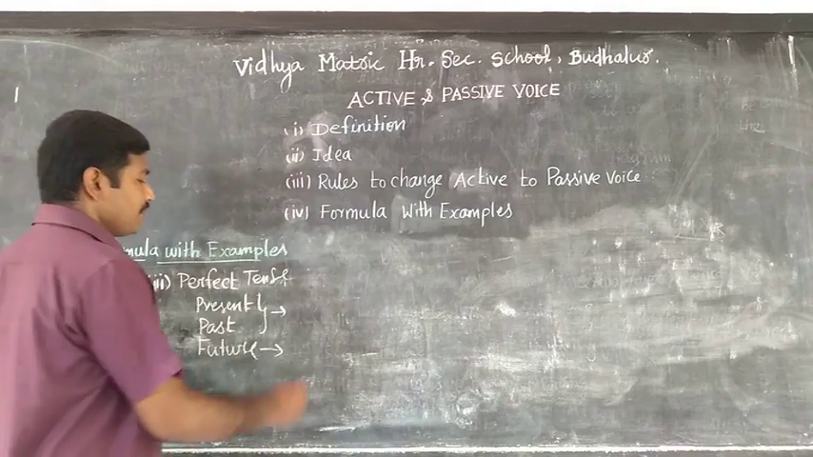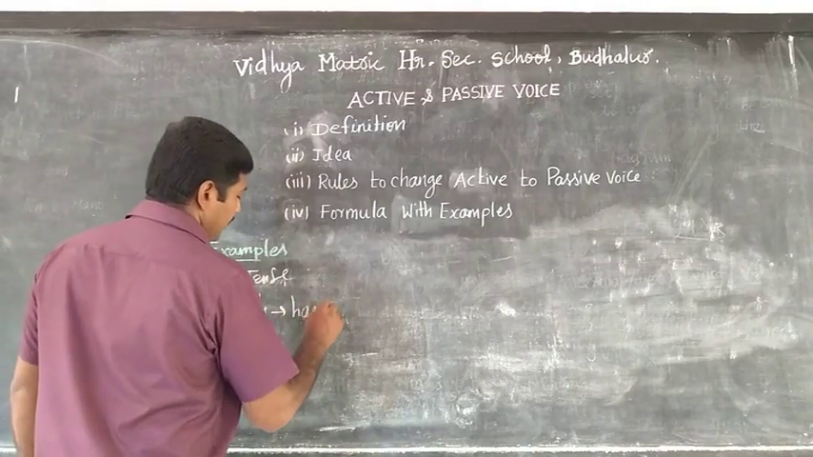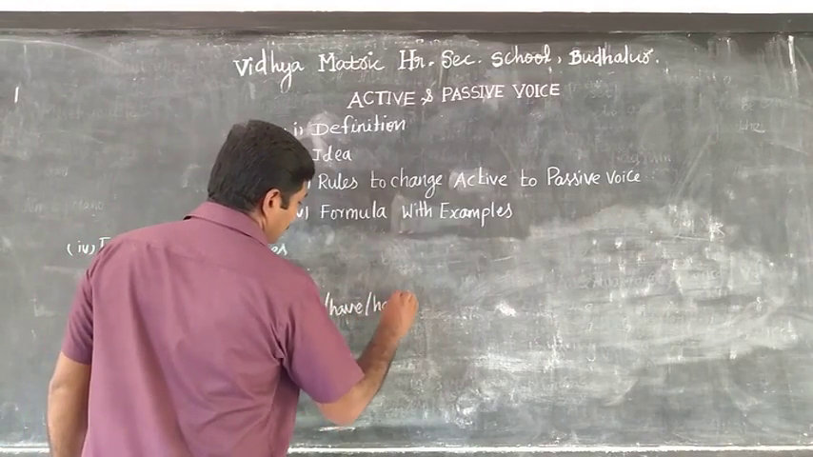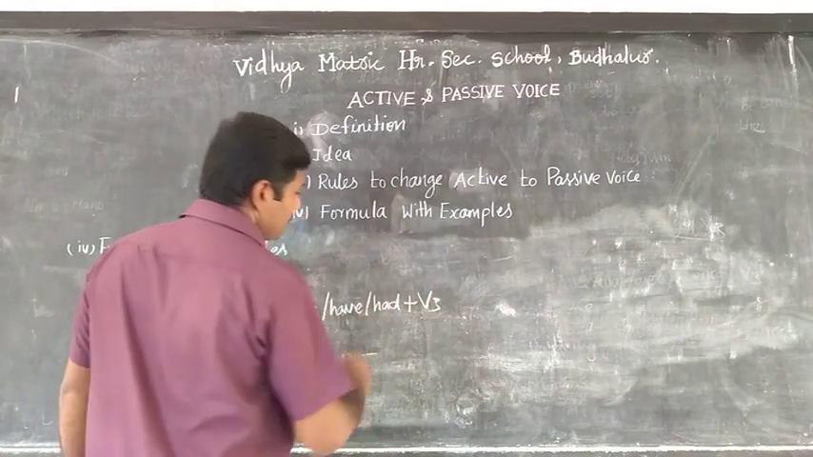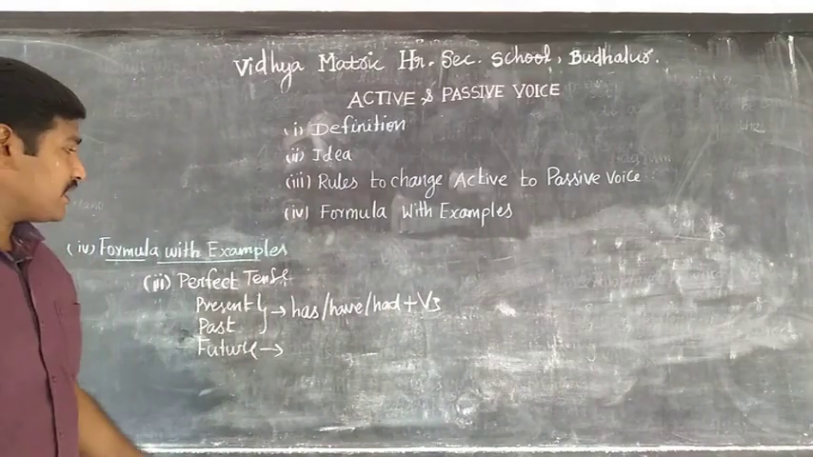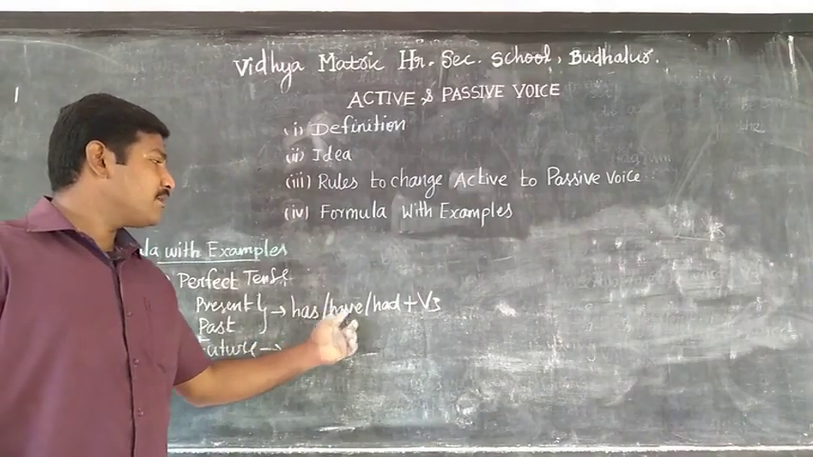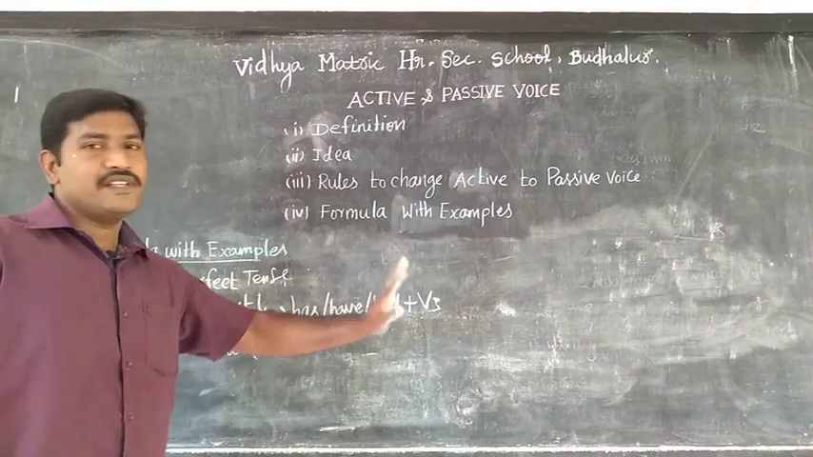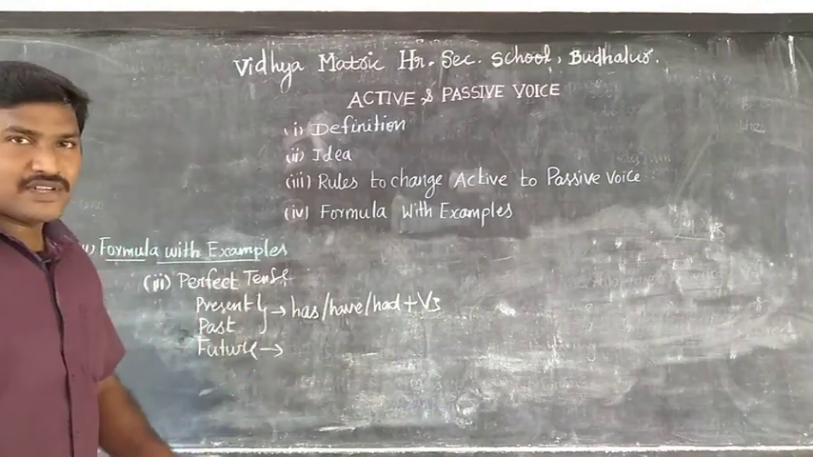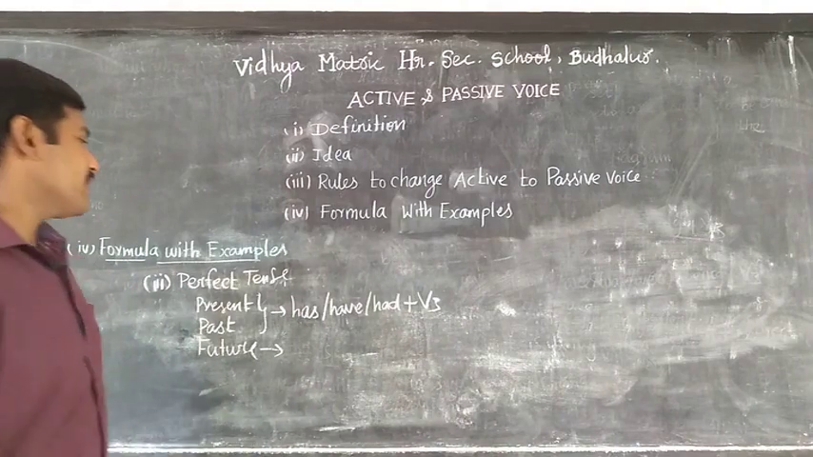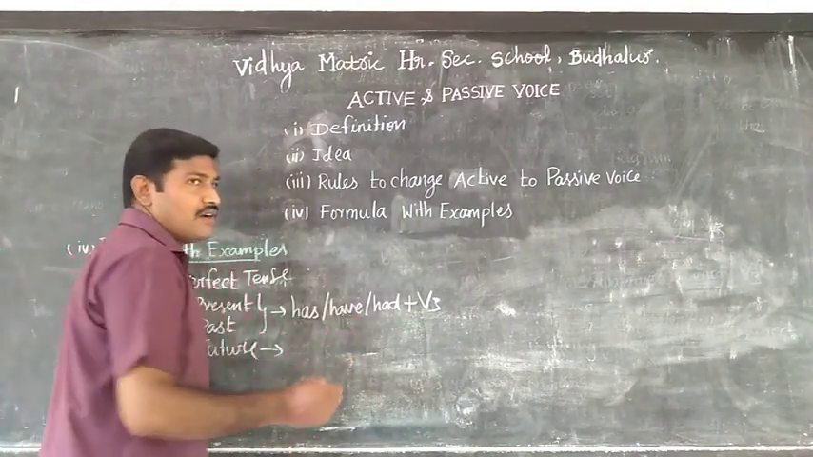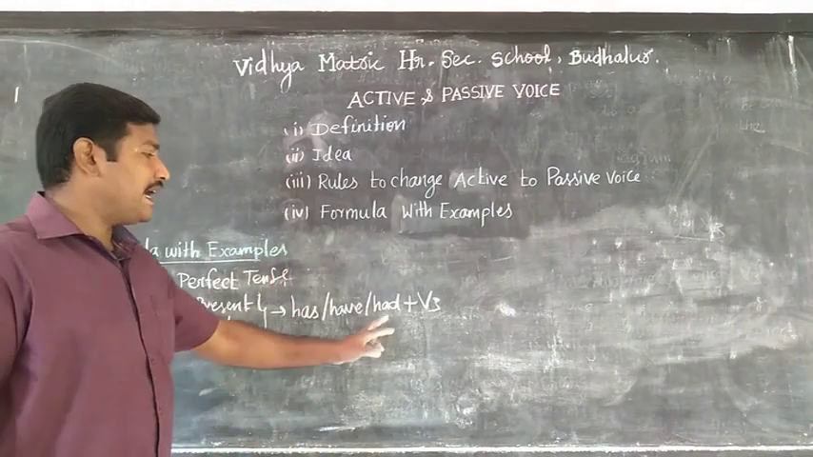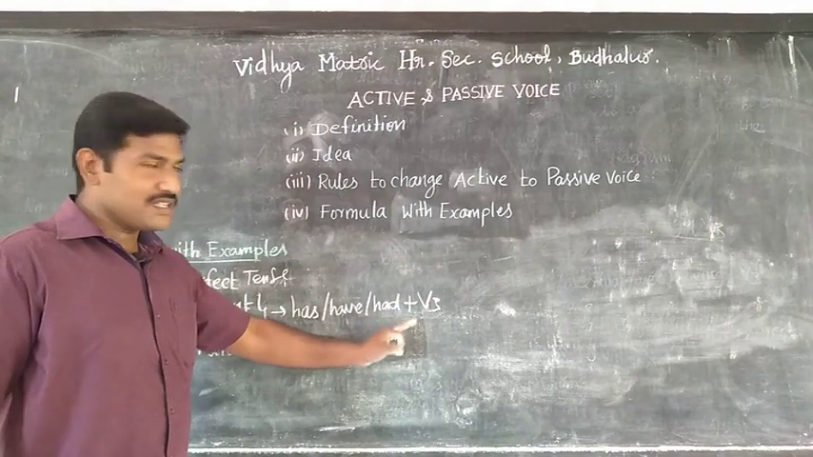Okay, so the formula has, have, had plus V3. If the sentence is present perfect, has or have plus V3 will come. If the sentence is past perfect, had plus V3 will come. That is the difference between present perfect and past perfect. Here has and have are for present tense purpose only, and had is used only for past tense.